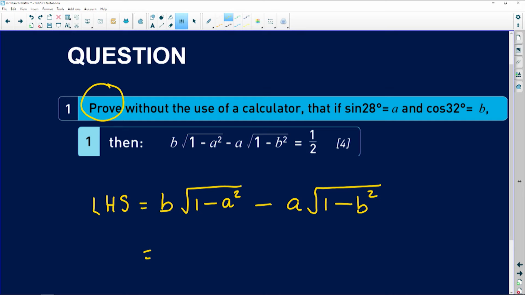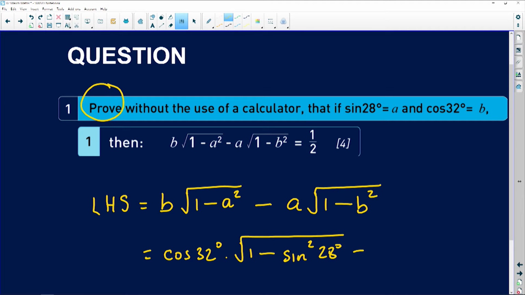Right. So what is B? According to the info that we were given, B is basically the cosine of 32 degrees. So I'm going to write that this is cos of 32 degrees multiplied by the square root of 1 minus your A. What is A? A is sine 28, but it's squared. So I'm going to write sine squared of 28 degrees. And that's actually what I have there.